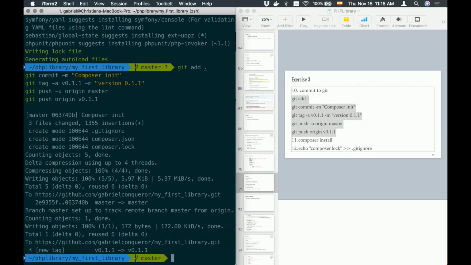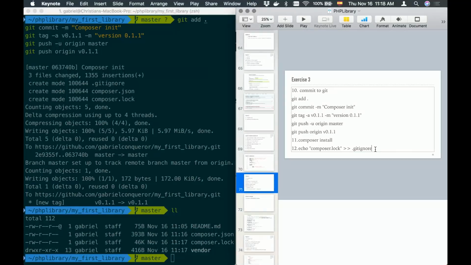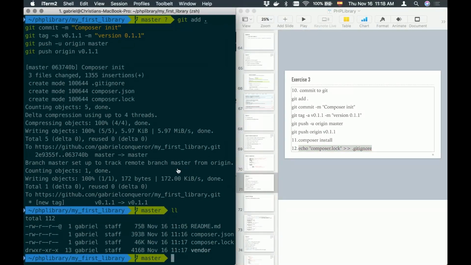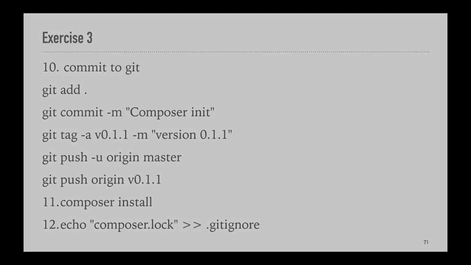So it's done. And since we now have the composer lock file created here, we are going to add it to git ignore for this library. We already did composer install, so let's just add that to our git ignore file.